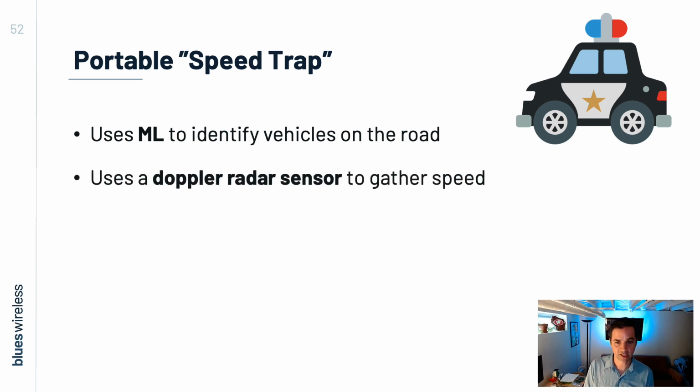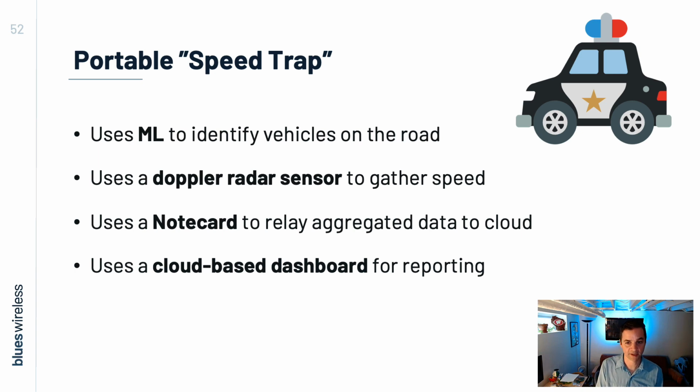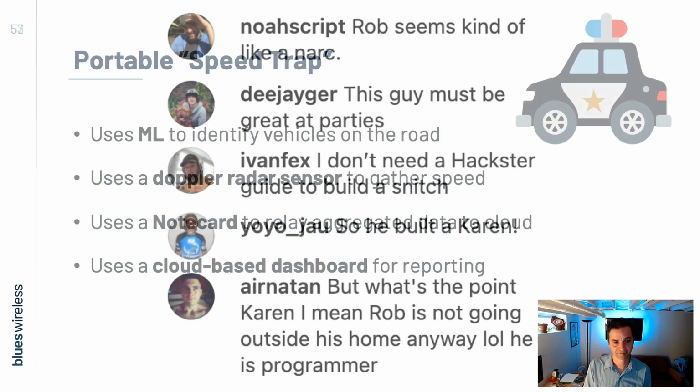Now they're not very cheap, but for $250, I was able to get a sensor that could quickly and accurately sense the speed of an object in front of it. Of course, I'm using a Notecard to relay cellular data to the cloud, and a cloud-based dashboard to pretty up the data and make sense of everything I was sending its way.